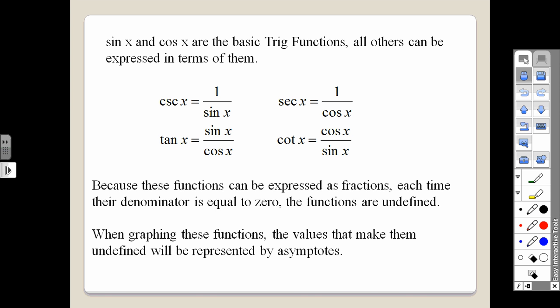So because all four of these functions can be expressed as fractions, we have to worry about our denominator being 0. And as we've seen, sine and cosine repeatedly equal 0. So each time we get a 0 in the denominator, that function is considered undefined. Well, when you go to graph any of these four trig functions, when you get these undefined values, we're going to represent those by asymptotes. And I hope you guys remember what asymptotes were, because we've dealt with them quite a lot in the past.